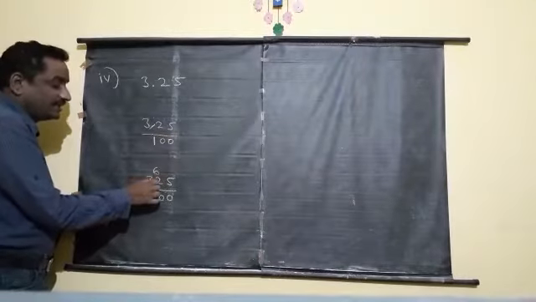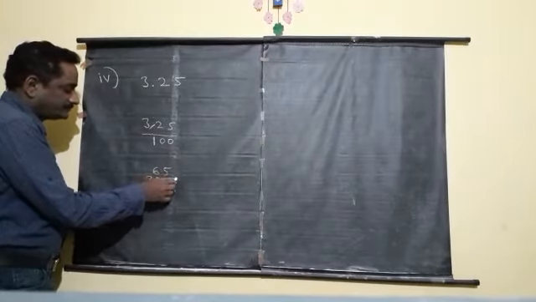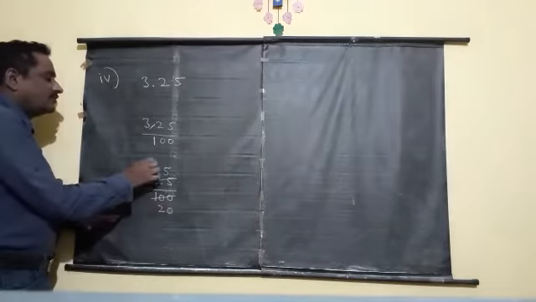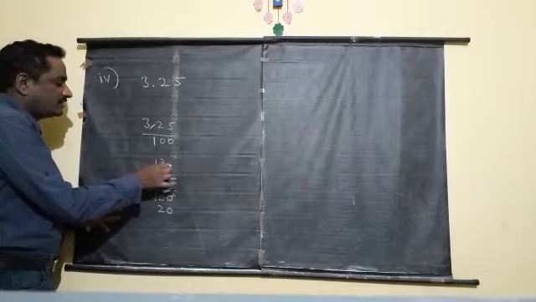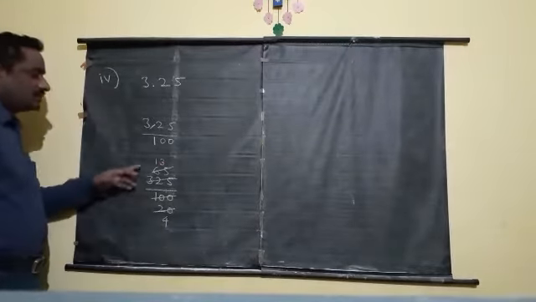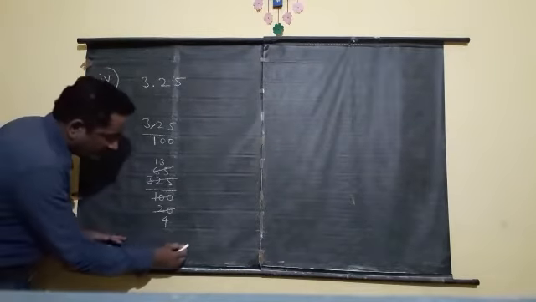5 6s are 30, 2 remains, 25. 5 5s are 25. 5 2s are 10, 5 0s are 0. Again, 5 table: 5 1s are 5, 1 remains, 1 and 5, 15. 5 3s are 15, 5 4s are 20. 13 is a prime number, so again cutting is not possible. So this is equal to 13 by 4.